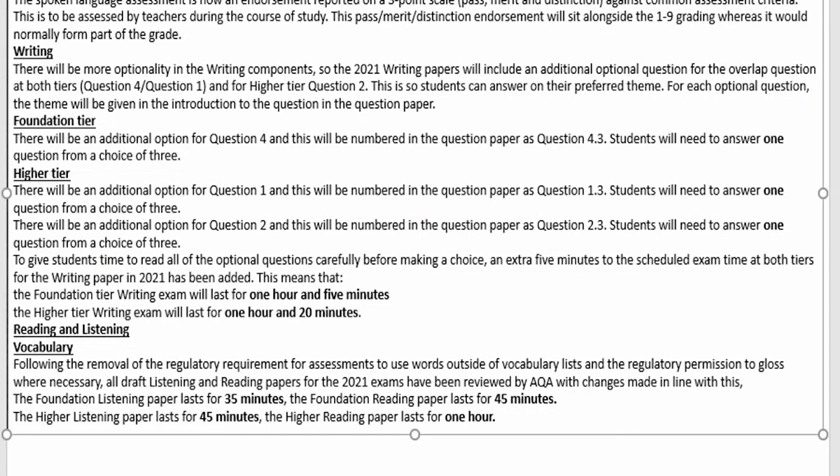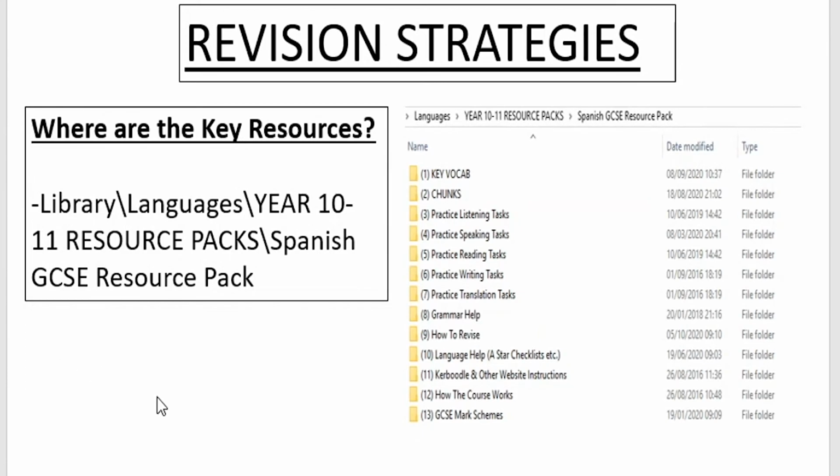That brings us on to revision strategies. Really, the revision strategies are underpinned by the knowledge of where the key resources are on the system. The key resources are in the library, languages, so students would log on to the portal, go to the library file, and then languages, and then the Year 10-11 resource packs. This is an example of Spanish, but they exist for French and German as well. So this is the Spanish GCSE resource pack, the folder that you would see, and you could go into this folder and use some of this material.